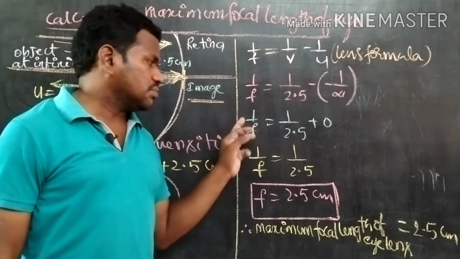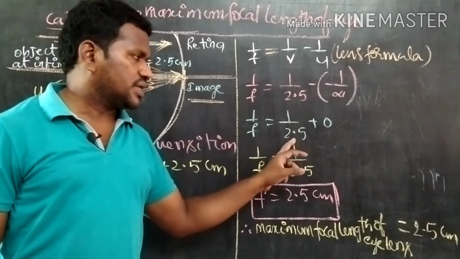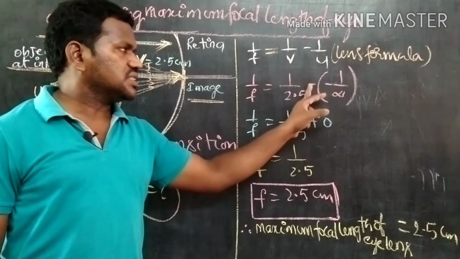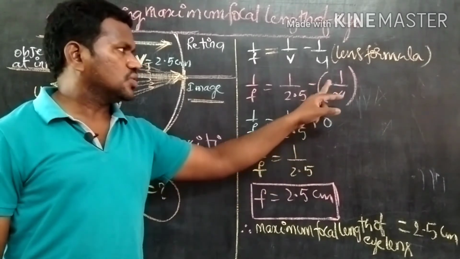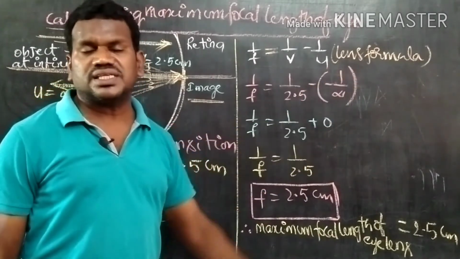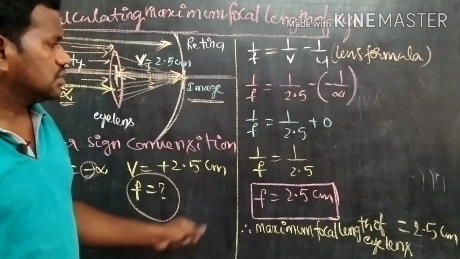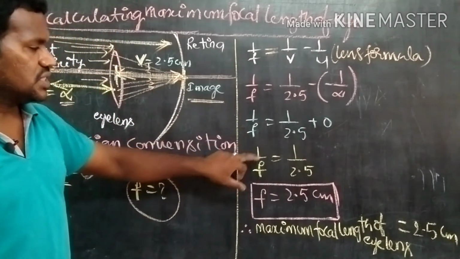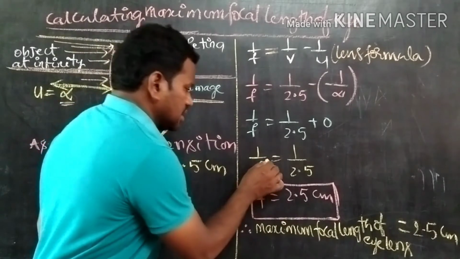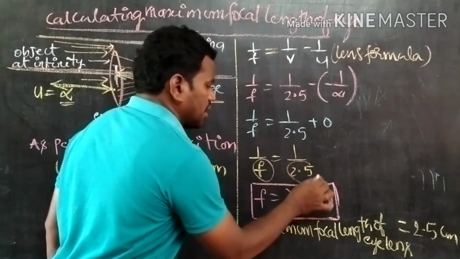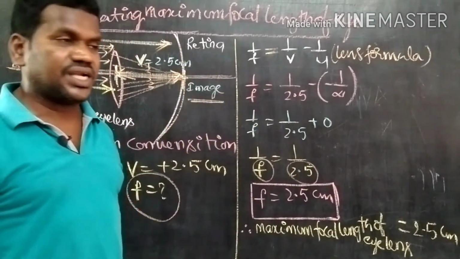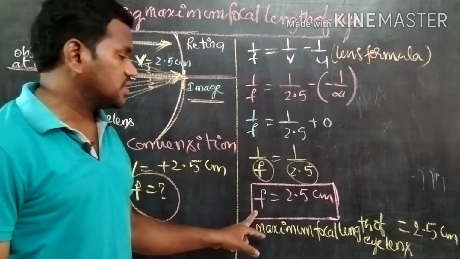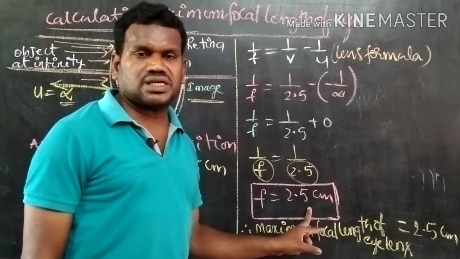Next step, 1 by f is equal to 1 by 2.5. As it is, minus minus becomes plus, so it becomes 1 by infinity, which is nothing but 0. We already know that. Now it becomes 1 by f is equal to 1 by 2.5. In the denominator f is there, here 2.5 is there. By reciprocating them, we can get f is equal to 2.5 centimeters.